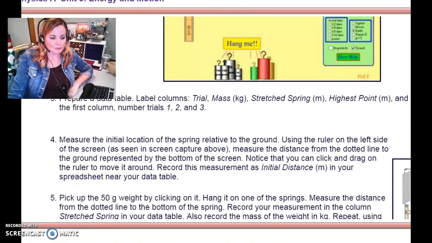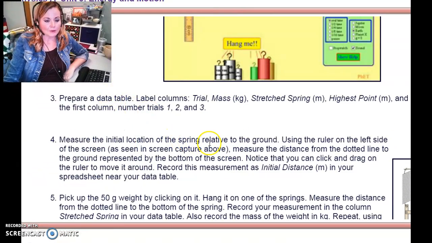First, it says prepare a data table. Label columns trial, mass, stretched spring in meters, highest point in meters, and lowest point in meters. The first column numbers trials 1, 2, and 3. So you're going to do 3 separate trials. Measure the initial location of the spring relative to the ground using the ruler on the left side of the screen. Measure the distance from the dotted line to the ground. Notice that you can click and drag on the ruler to move it around.